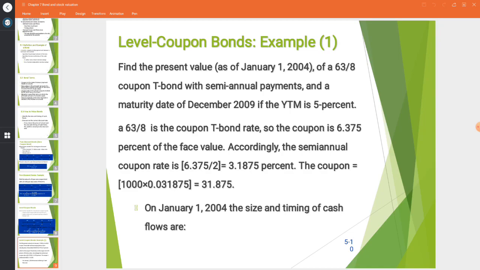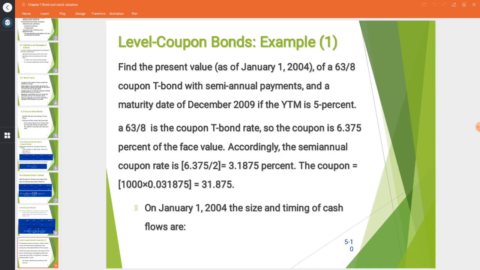As you see, we have two rates. The first rate can be defined as a coupon rate, and this coupon rate can be used to determine the amount of the coupon that we are going to receive.